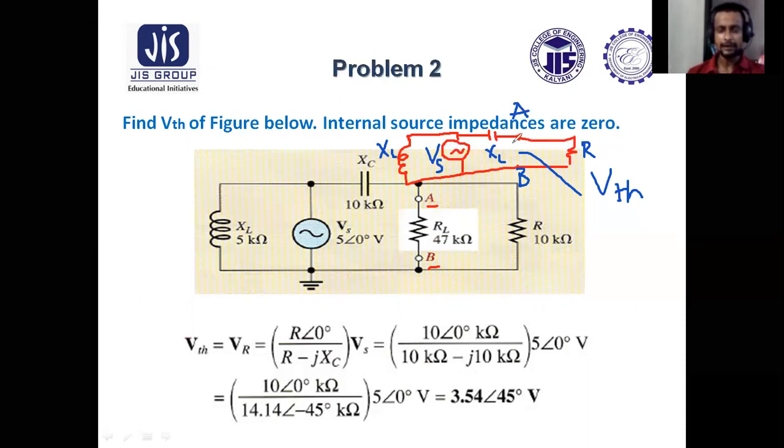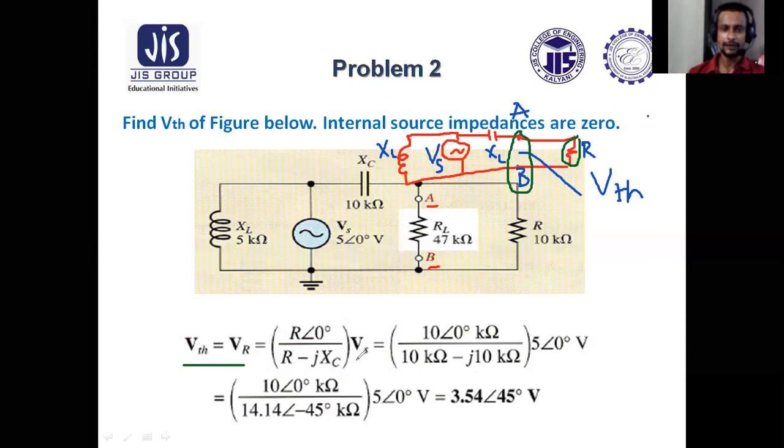Now XC and R are in series. So what shall we say? Voltage divider rule can be applied here to find voltage across R. Now the question is, why we need to find voltage across R? See, this R resistor is in parallel with this AB terminal. So voltage across R will be equals to VTH. So VTH equals to VR. Now VR could be found by using voltage divider rule.